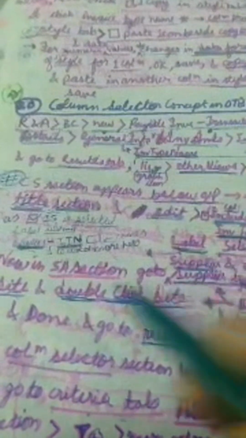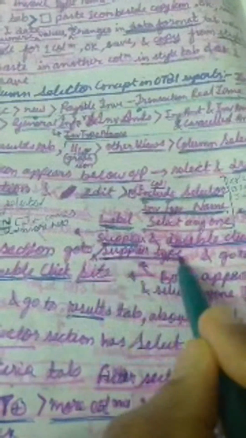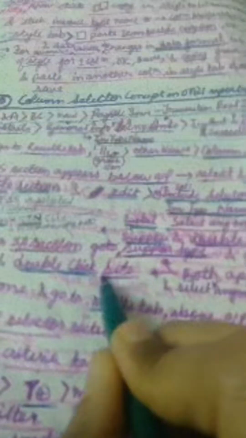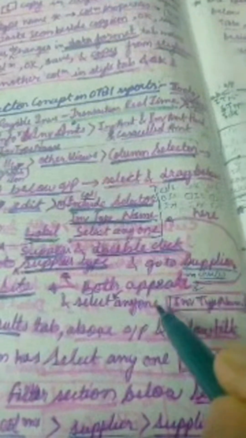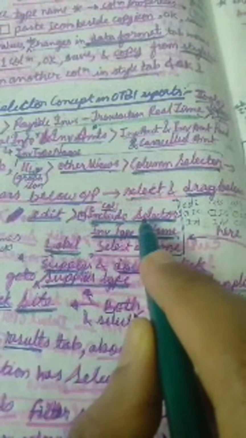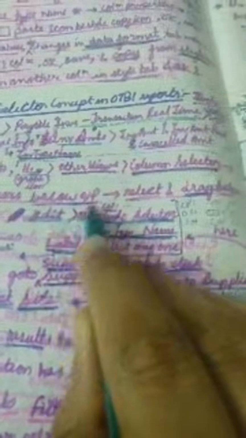like supplier type and site in the column selector, we'll go to the subject area section, go to supplier, and double click on supplier type. Again we'll go to supplier site and double click on site. Once you do the double click, both appear in this section. If they already have the include selector section here, then if you do the double click, it will be automatically selected.